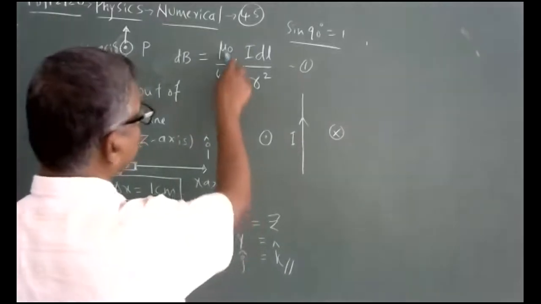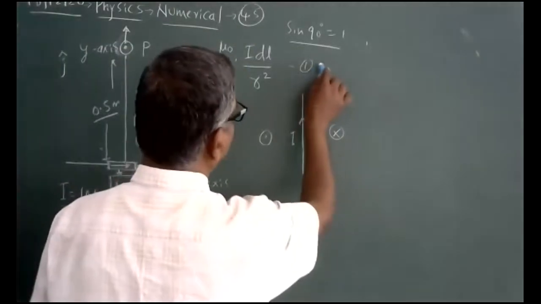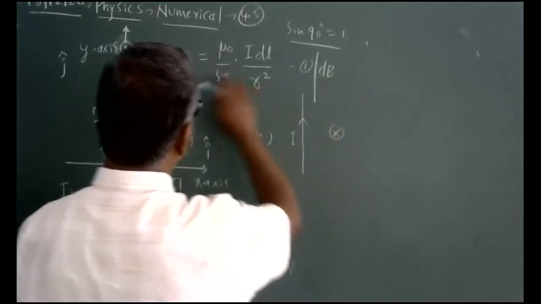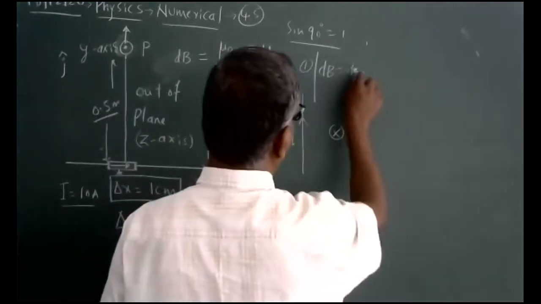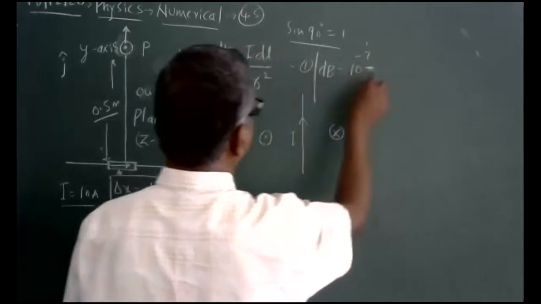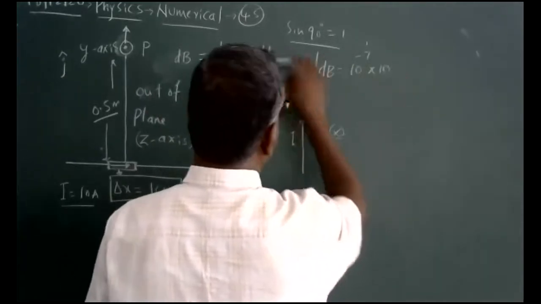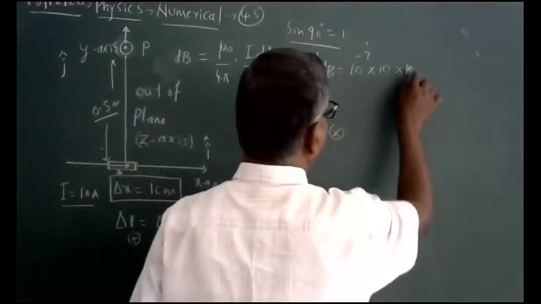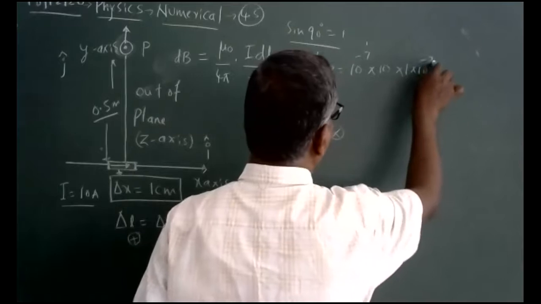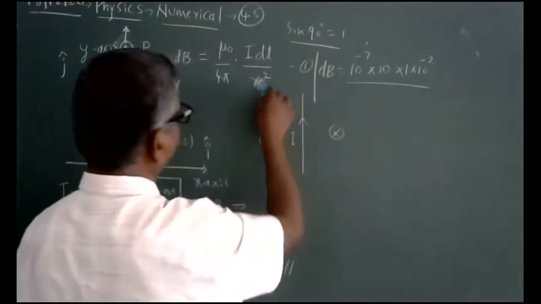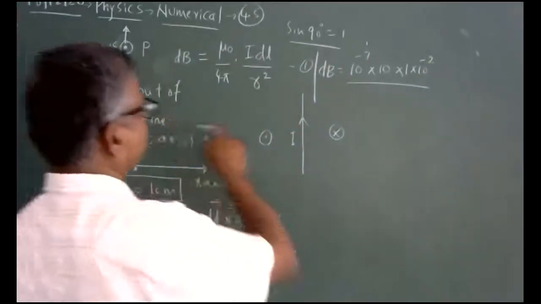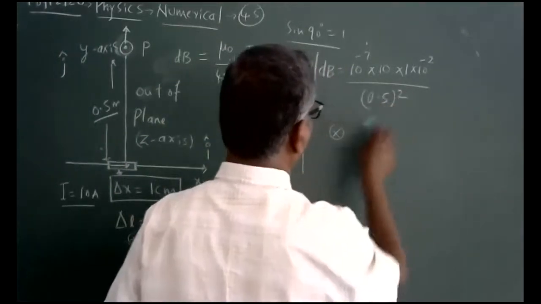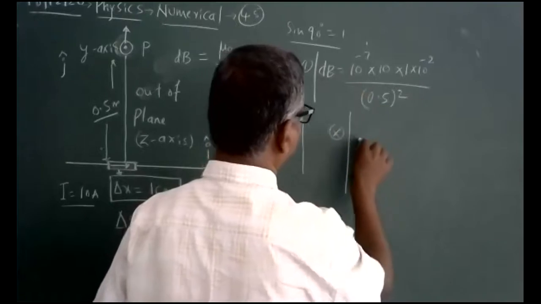The moment I substitute these values in equation 1, it is written as dB equals, mu 0 upon 4 pi is equal to 10 raised to minus 7, I is 10 ampere, dl is 1 centimeter, which means 1 into 10 raised to minus 2. In the denominator, you have r square. R is, of course, the distance 0.5 meter, squared. 0.5 whole square. The simplification gives you dB.